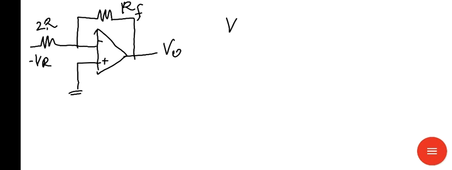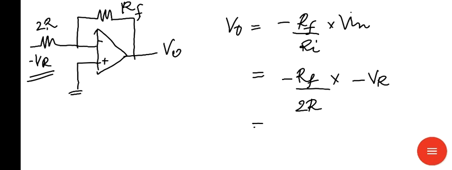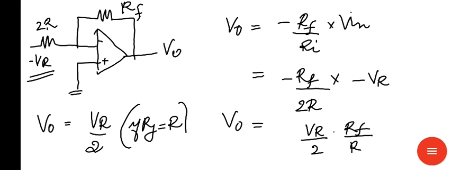It is very simple. So Vout is equal to minus RF by RI into the input voltage. So this is equal to minus RF by RI, where the input resistance is 2R and the input here is minus VR. That is equal to minus into minus plus VR by 2 into RF by R. This is Vout, and this Vout is equal to VR by 2 if RF is equal to R, because RF and R will cancel.